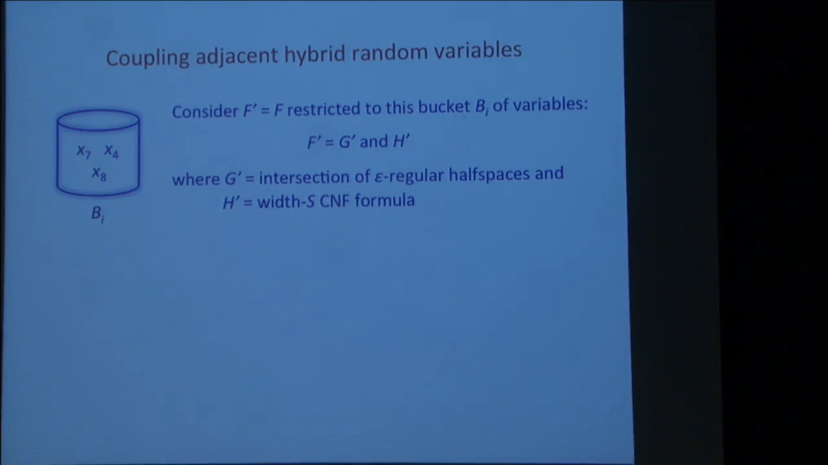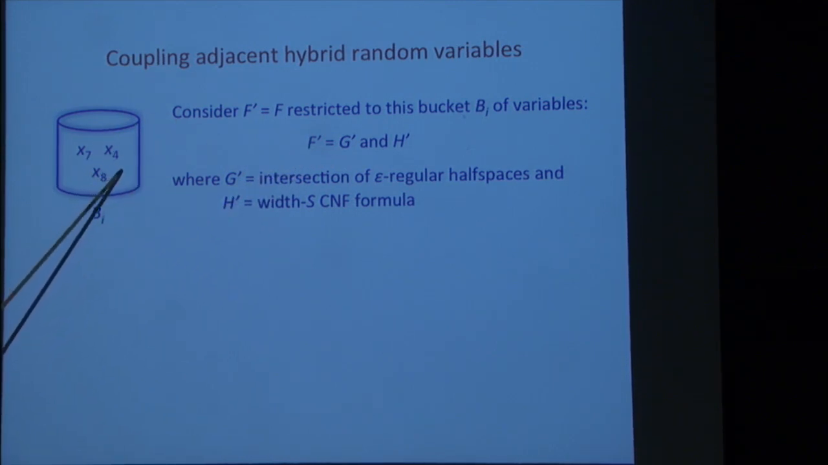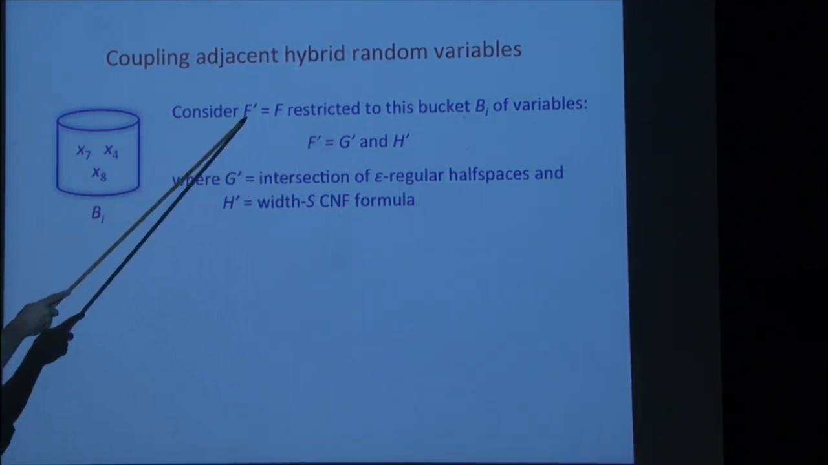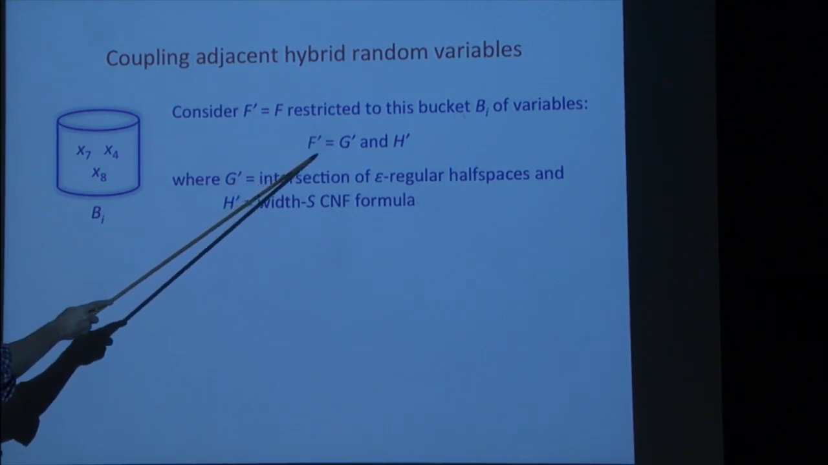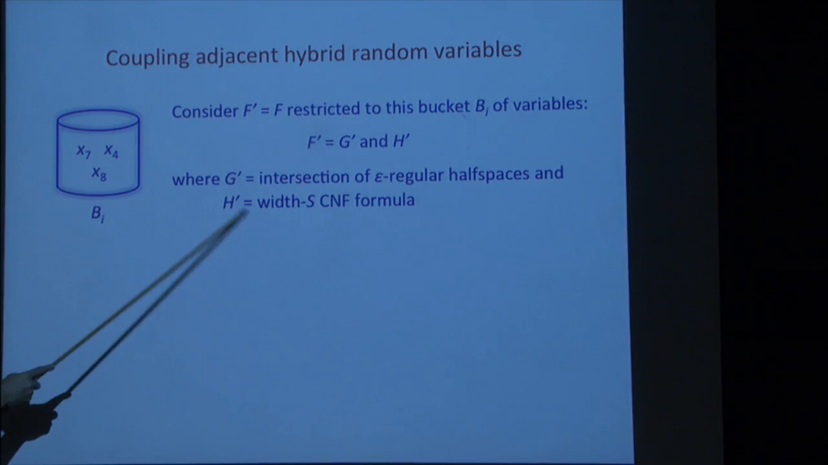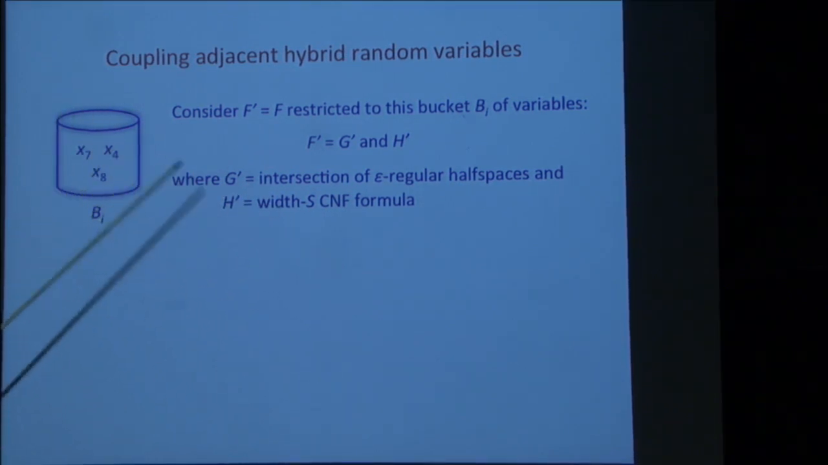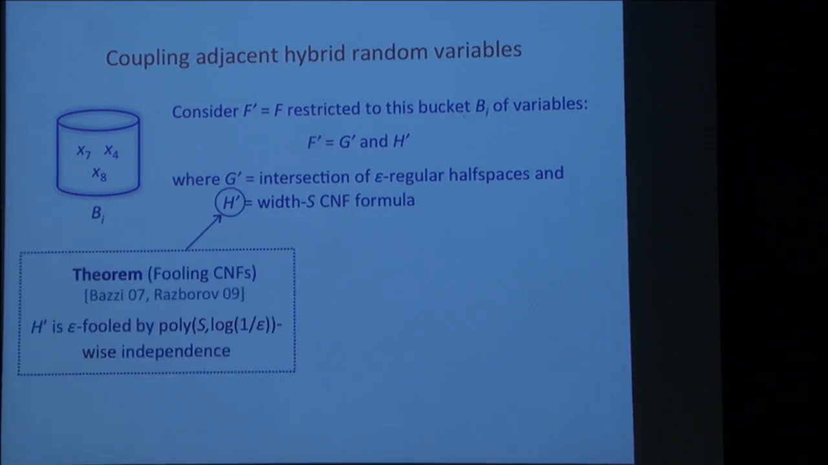So again, what are we doing here? We have this coupling of these 2 adjacent hybrid random variables. I'm zooming in now just on the ith bucket. So all the other buckets have been fixed in some way. Let's think about the function restricted to just this ith bucket. Now I'm thinking about this intersection of half spaces f prime, where again it breaks down into a part which is an intersection of the regular half spaces and a part which is the CNF portion. All the other variables have been fixed. We're just dealing with the variables in this ith bucket now.